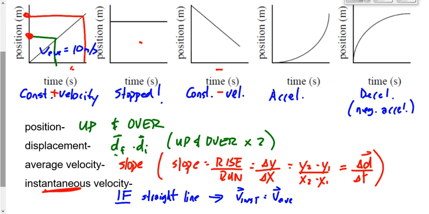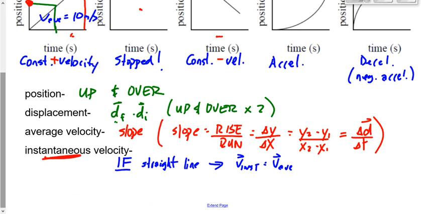If you have multiple straight lines, like something like this, well, you'd have to find the slope of each straight line, right? To find the average of each interval or the instantaneous anywhere along there. And if it's a curved line, we won't deal with that yet. That'll come later on, tomorrow.